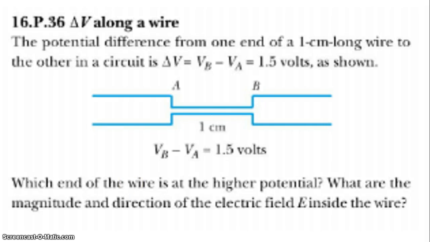Our problem is to determine the difference of electric potential along the wire, which is given in this 1 centimeter wire. It is 1.5 volts, and that, as we said, is the difference between the electric potential at point B and point A, which are either end of the wire. So we must determine which end of the wire is at the higher potential and what the magnitude and direction of the electric field inside the wire is.